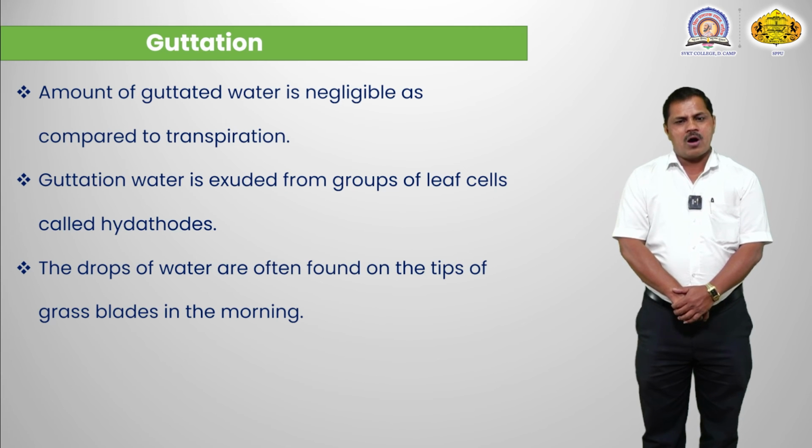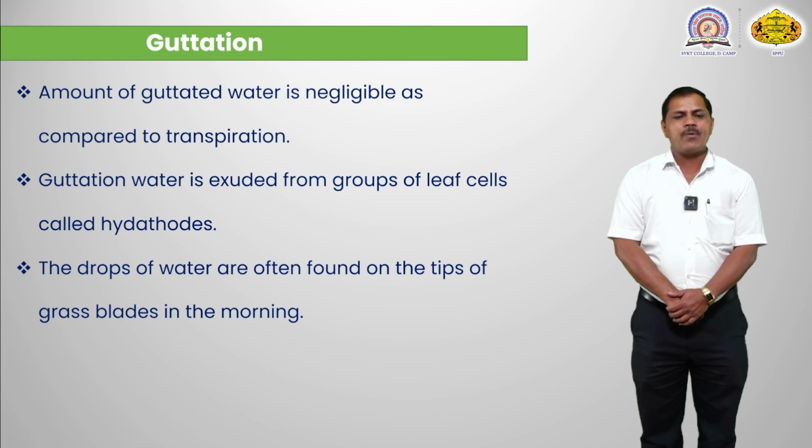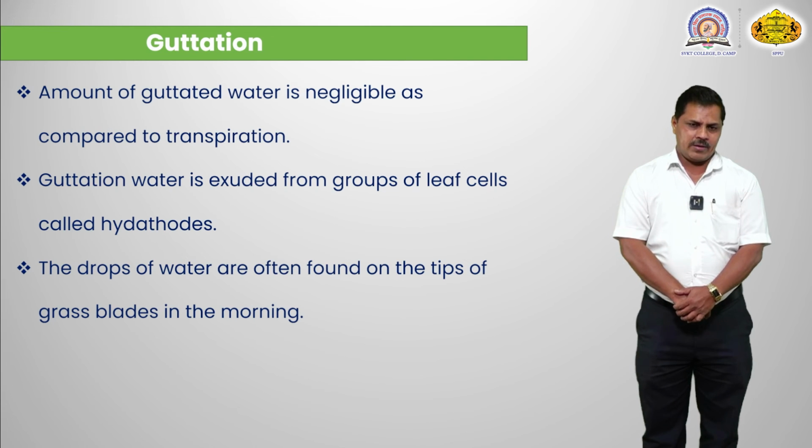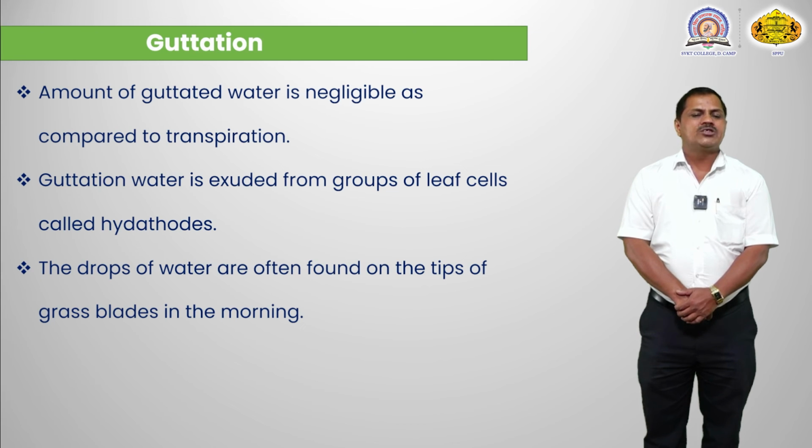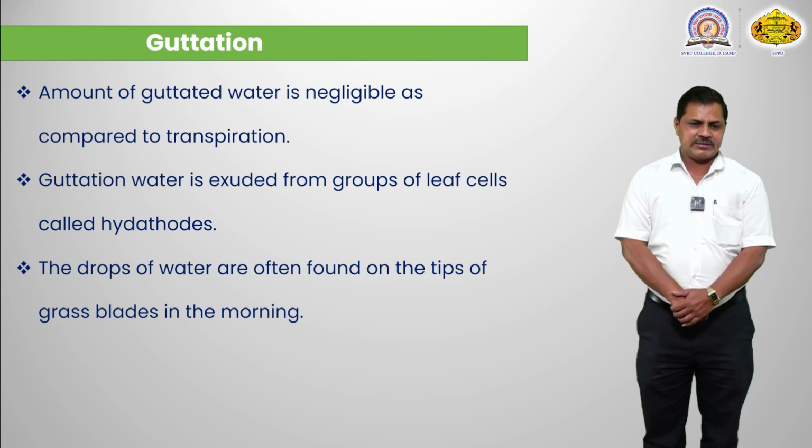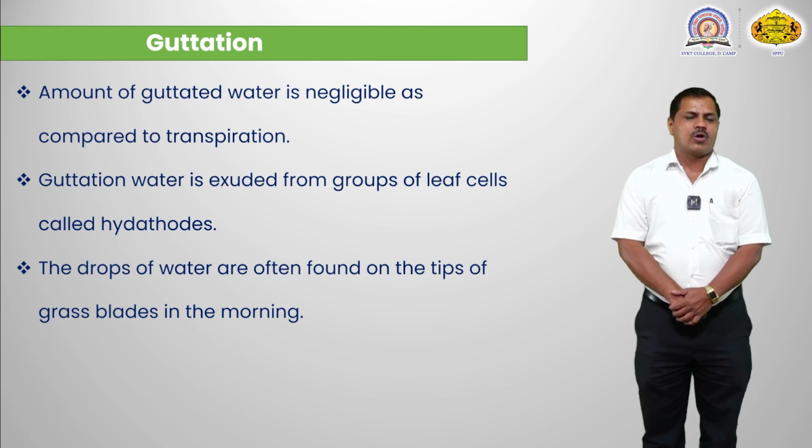Drops of water are often found on the tip of a grass blade in the morning. If you go outside early in the morning, at the marginal portion of grasses, all the Poaceae family, very small droplets are observed, and these droplets are exuded directly outside through the water stomata. It is called a hydathode. It is called guttated water.